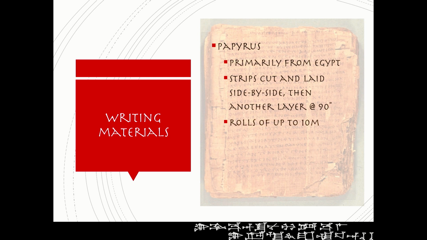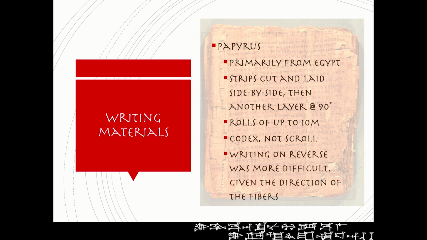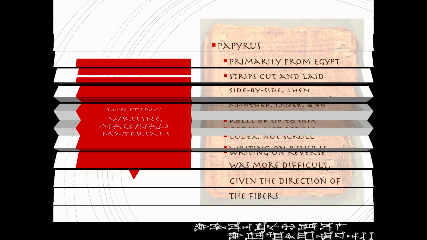They were formed into rolls of up to 10 meters, as opposed to ending up in scroll form. We see the codex used in the New Testament. It was easier to write on the obverse, but the direction of the fibers made it more difficult to write on the reverse of each page.